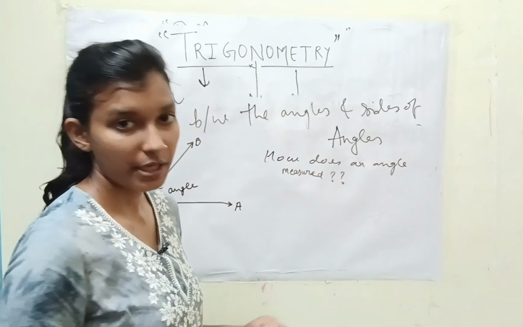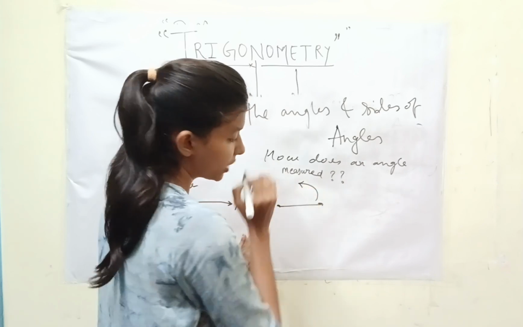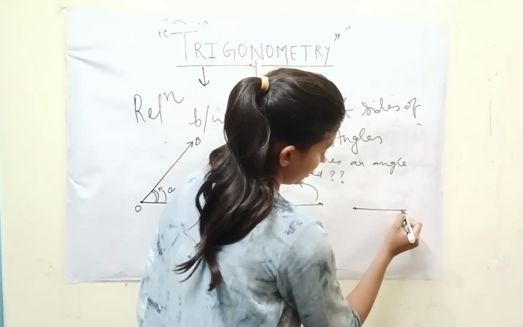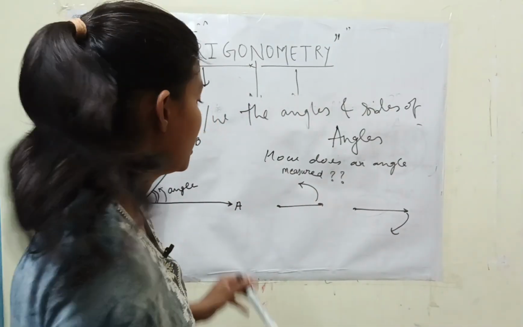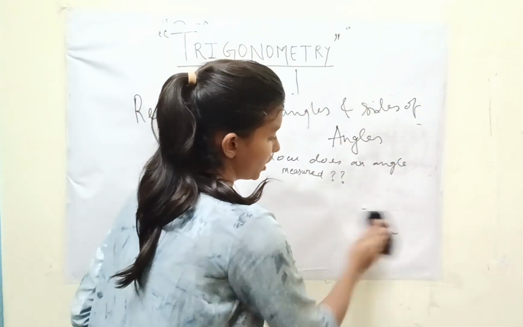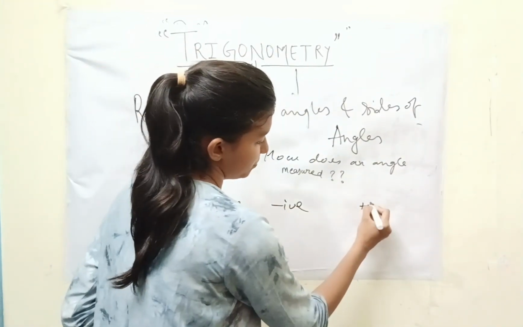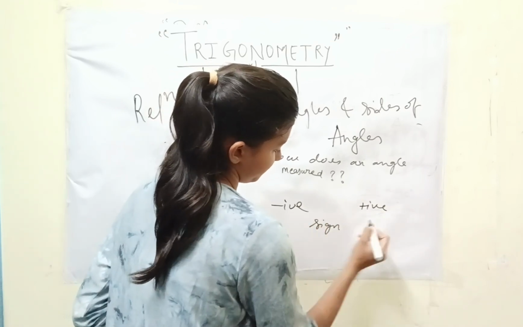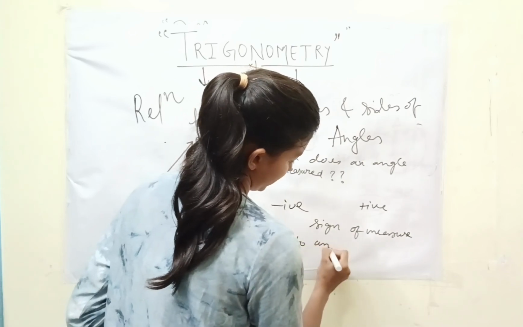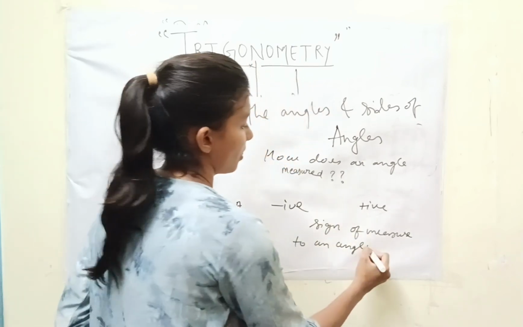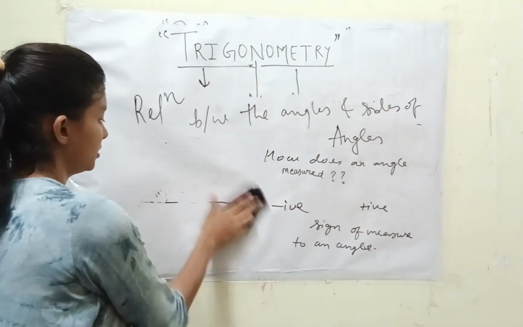Now we can see rotation can be anti-clockwise and rotation can be clockwise also. Then to differentiate these different directions of rotation, we use negative and positive signs of measure for an angle. How? Let's take some examples to clarify this.